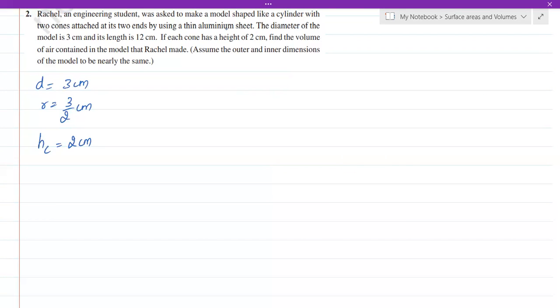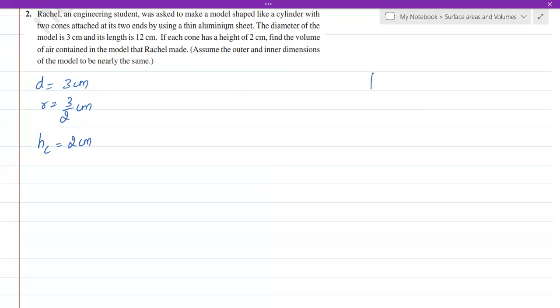Now most of the time when we are finding the surface area, we don't take the height of the cone into consideration, but in volume we need the height of the cone, so that's why I've taken HC, because the cylinder will also have its own height. So let's draw the figure.